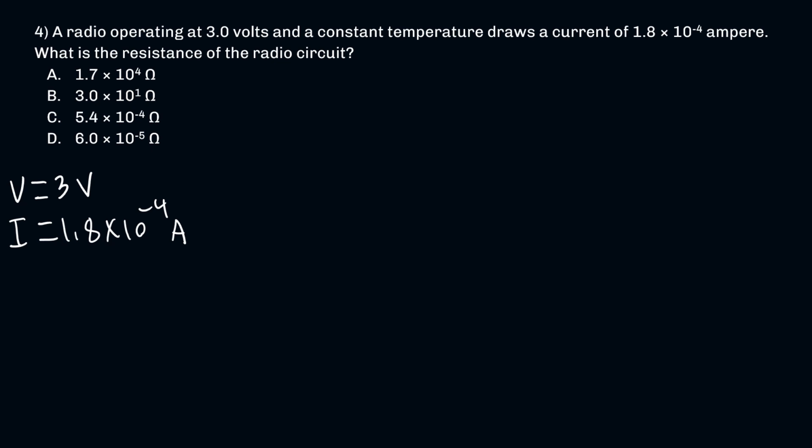Finally, I'm being asked to find what is the resistance in the radio circuit. Again, I look at the reference table. If I forget what the variable for resistance is, I see that resistance is big R. So I have here R is equal to what I'm looking for. So that's going to be my question mark. Let me make that better.